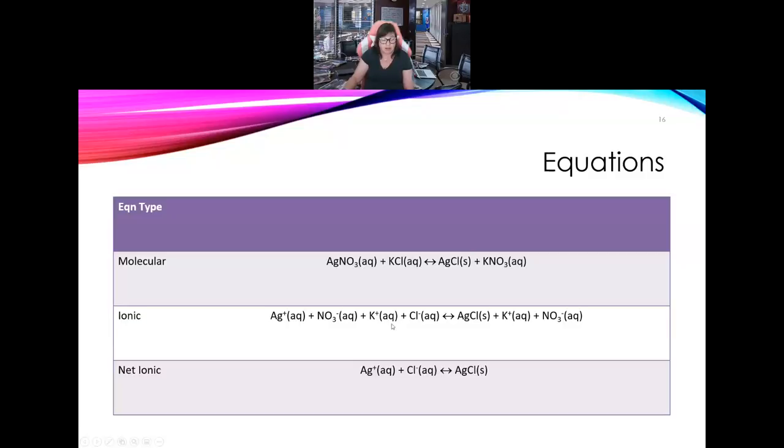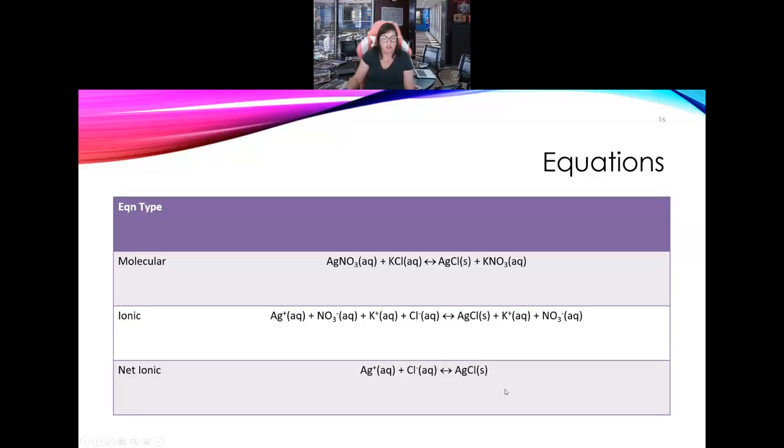The same is true with the K+. It's here, it's here, it's exactly the same on both sides, so it doesn't matter. We call those spectator ions because they're not part of the chemistry that we're looking at. So if I want to get rid of the spectators and focus on the guys who are actually in this fight, then I have the Ag+ aqueous plus Cl- aqueous going to AgCl. So, okay. So these are the three equations that you have, the molecular, ionic, and then net ionic.